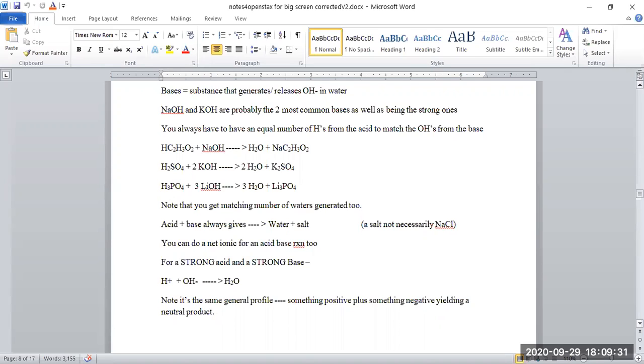But it also looks an awful lot like your precipitation reactions, because it's still following this kind of profile of positive thing plus negative thing gives you a product, and the product is neutral because the water molecule doesn't have any charge on it.